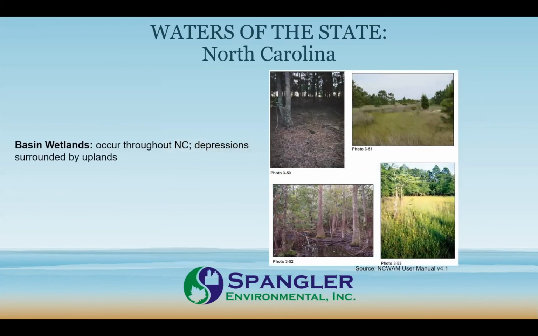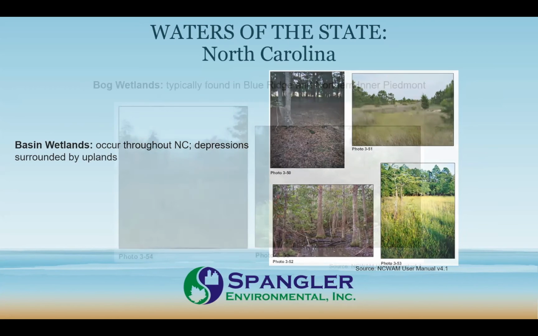So here's just a couple screenshots. Again, these are clips from the North Carolina Wetlands Assessment Method Manual. There's the basin wetlands, and those occur throughout the state, basically in depressions surrounded by uplands. That's really kind of like a divot in areas that are otherwise uplands, and there's a variety of natural reasons why those occur and why they're throughout the state. There's a variety of different types, but again, those are statewide basin wetlands.